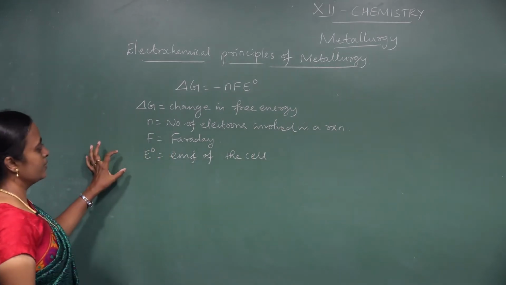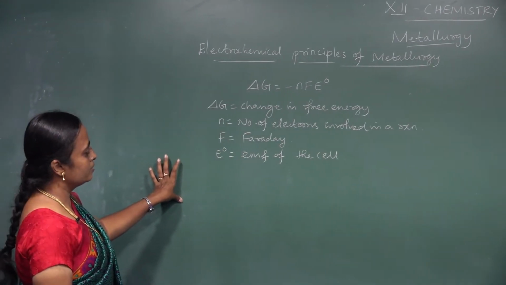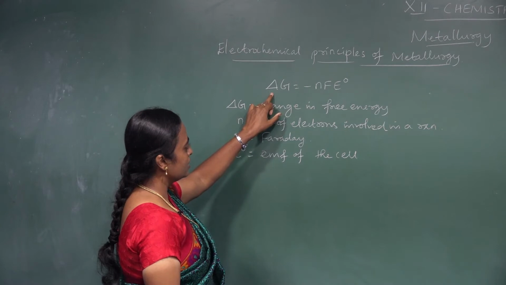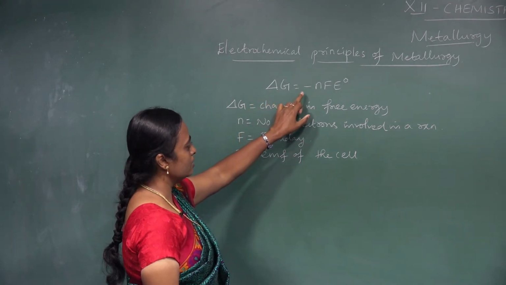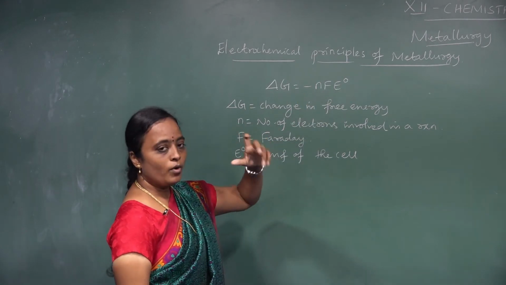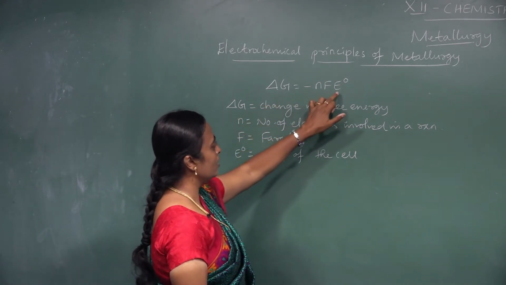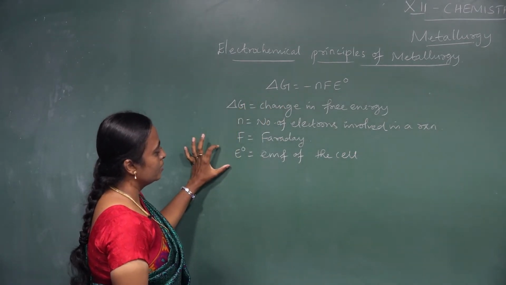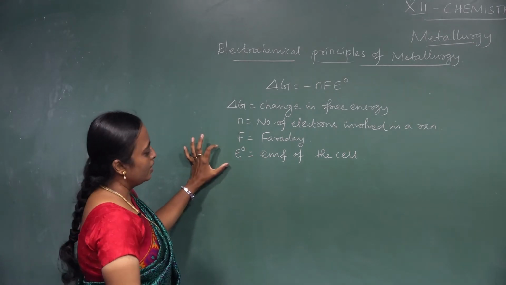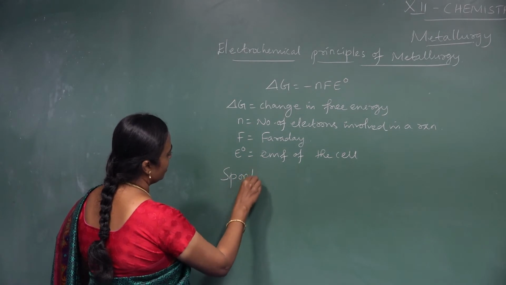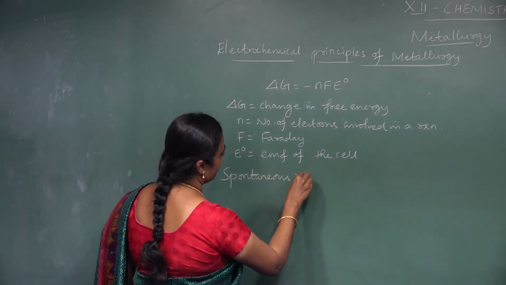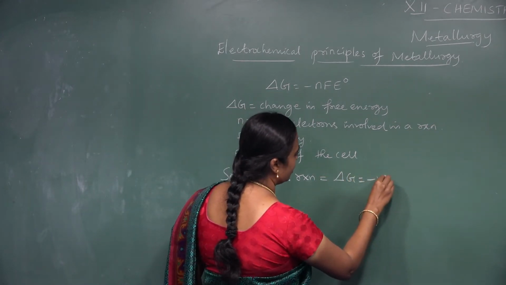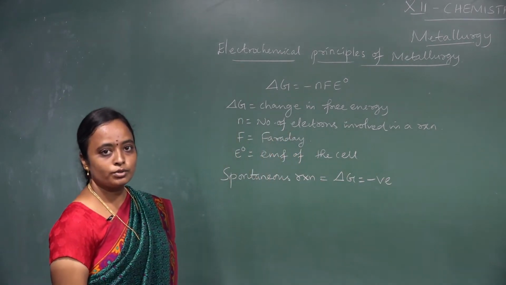This is the expression from which we get the electrochemical principles. The change in free energy is equal to minus nFE naught. What is the relation between E naught and ΔG? If the E naught value is negative, the free energy will be positive. Whenever you want a spontaneous reaction, the ΔG value should be negative.